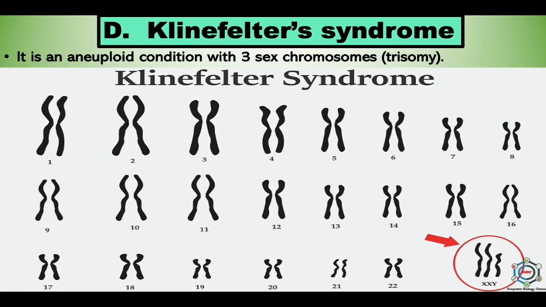Here in the picture you can see the arrow indicates that is XXY condition. It can be formed by the normal XX egg which is non-disjunct with the Y sperm, or normal X egg with the abnormal XY condition.